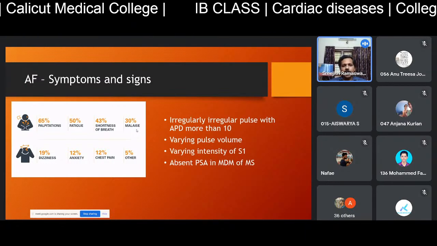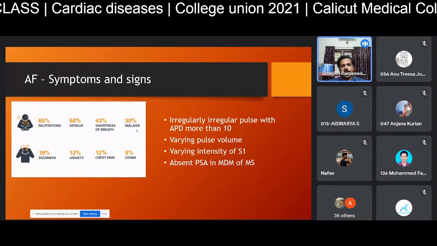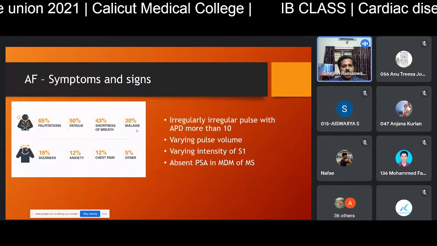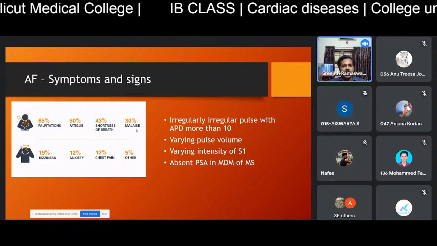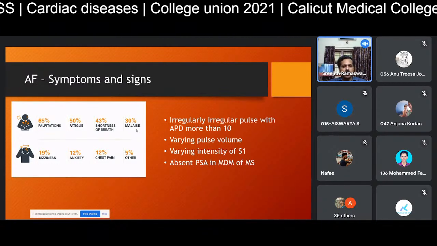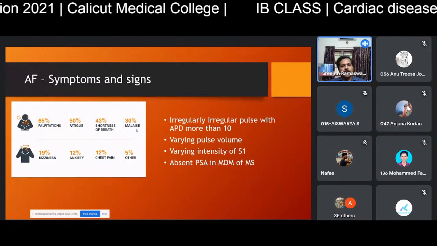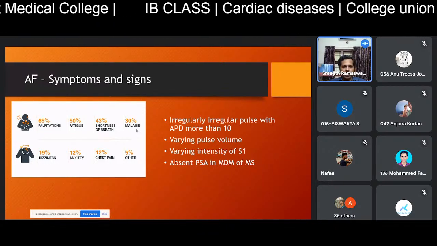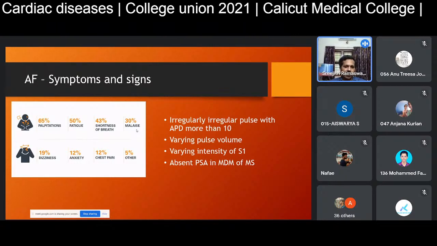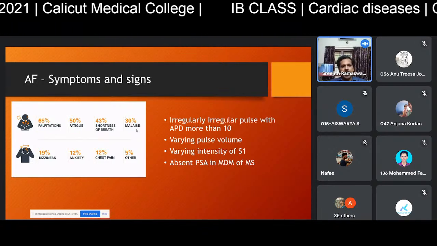On examination, you may get a totally irregular pulse with an apex pulse deficit of more than 10. When you count the pulse rate as well as the heart rate, you will see that the heart rate is more than the pulse rate in a minute by 10. That is called apex pulse deficit. You may get a varying pulse volume and varying intensity of the first heart sound. If it is mitral stenosis, as I already described yesterday, the pre-systolic accentuation will disappear from the murmur. In the JVP, you may see an absence of the A wave, because the A wave is caused by atrial contraction, and in atrial fibrillation the A wave will classically be absent.